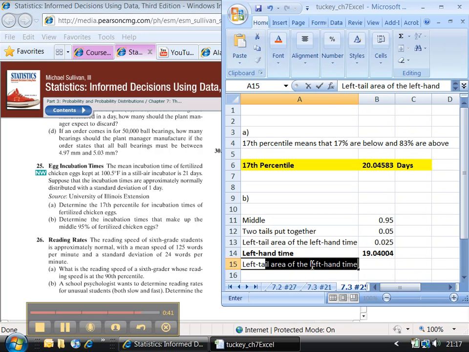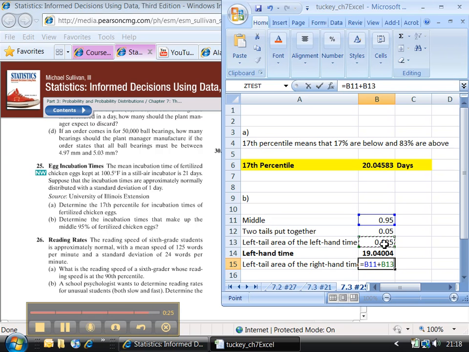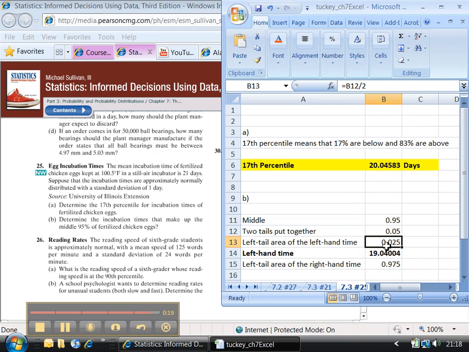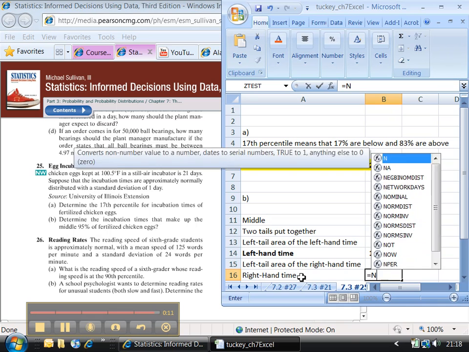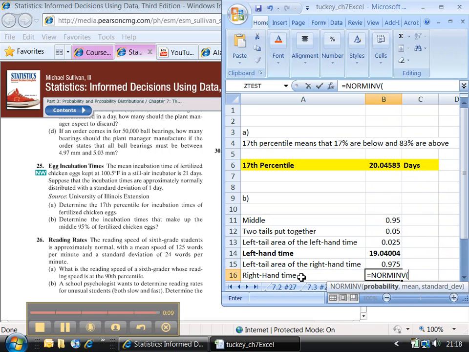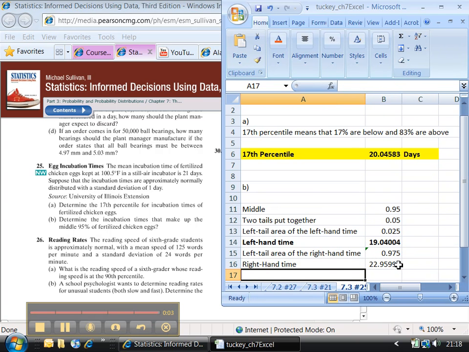Okay, now what about the right hand? What's the left tail area of the right-hand time? Well, it's the center, which would be 95, plus this left tail area. So it would be 0.95 plus this one, 0.975. In other words, it has 0.025 to the right of it, right? Same as this one. So it's 0.975 to the left. So the right-hand time, to the right of the mean, if you will, is norm inverse of this probability, 0.975, 21, 1. There we go, all done.